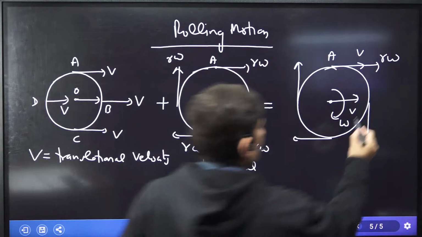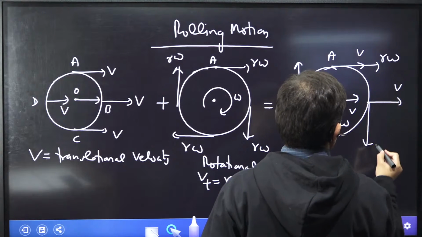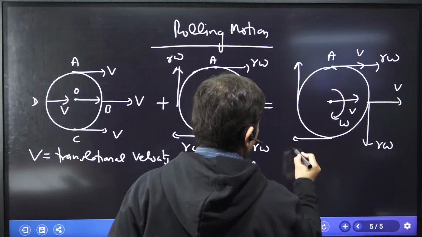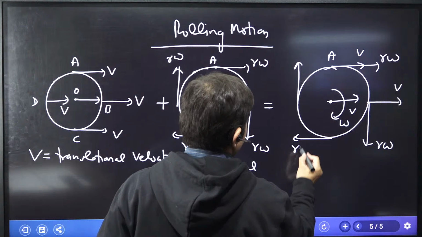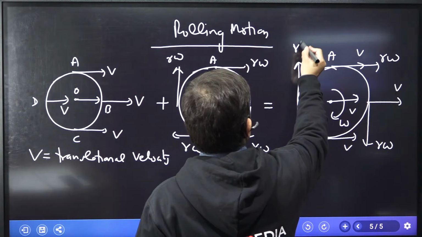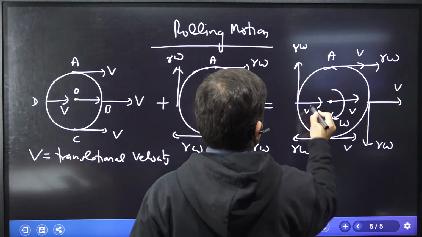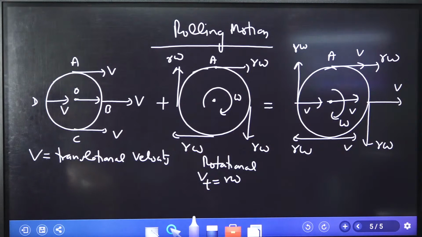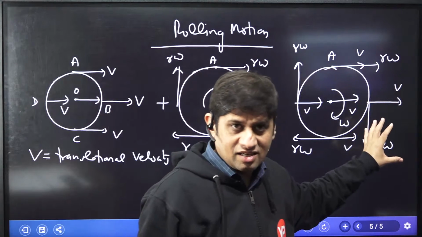Done. What is here? Here the translation velocity is this and the peripheral is this. What is at this place? Here the peripheral velocity is R omega and the translation is v. What is here? Here R omega is like this and the translation is like this. We have written velocities at all the places, right?